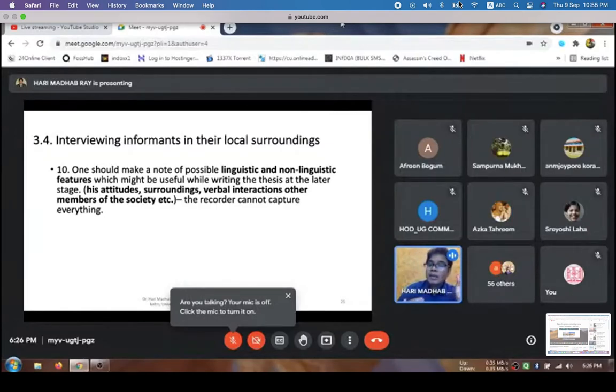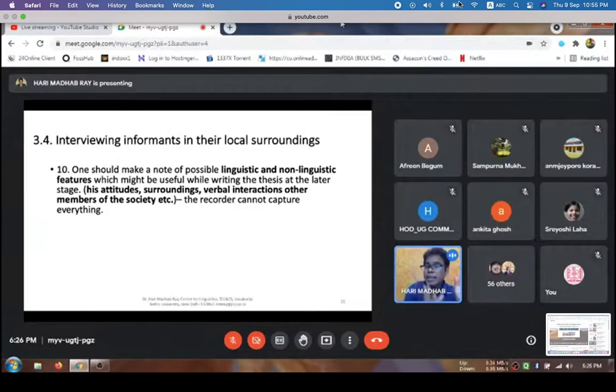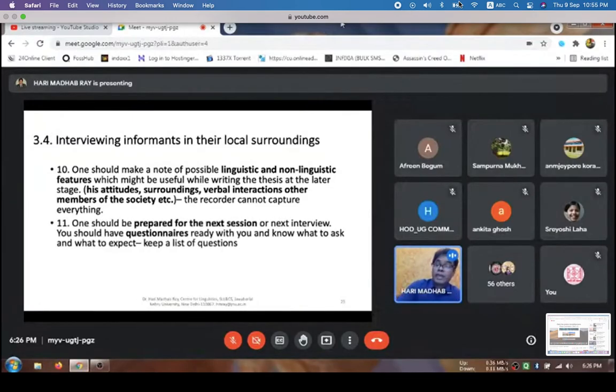Not necessarily now, but in future that may be really helpful, at a later stage of your data, of your elicitation, or of writing your dissertation. And this is what I already told you, that one should be prepared for the next session or next interview. Since you have collected some data, you have to be in a very relaxed manner.